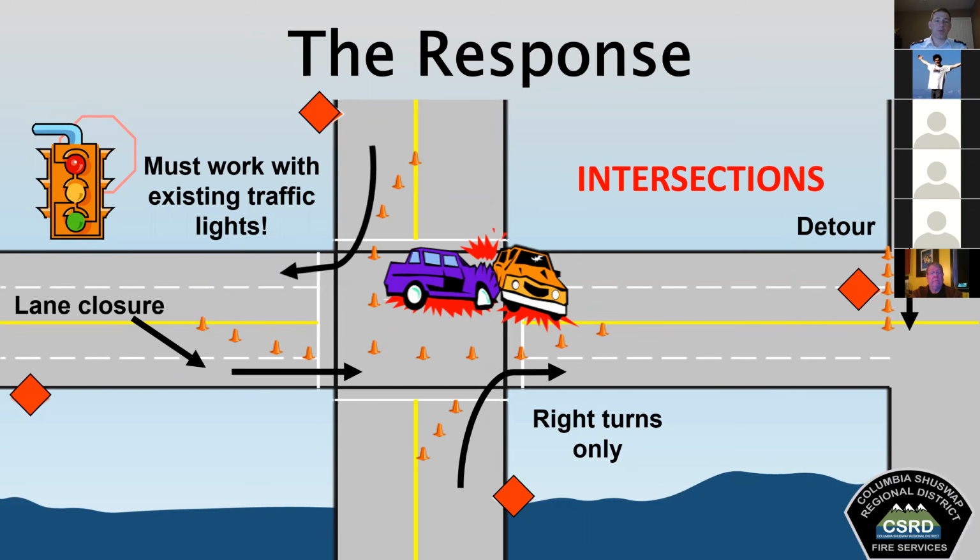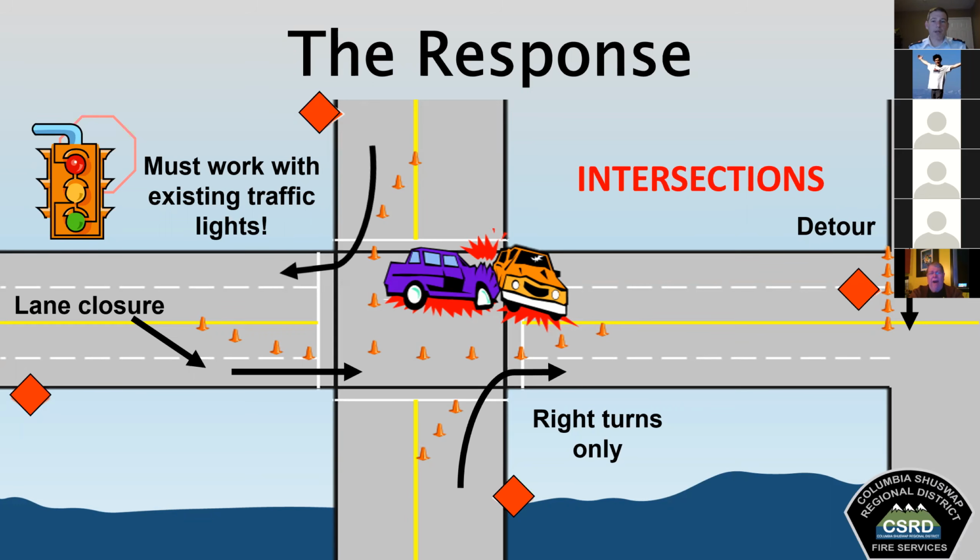So we set in place things like only right turns are allowed. You can see here that a left turn coming through this intersection would put them right in the middle of a zone. All right, so in this case, we're going to tell them you have to go right, and we're going to detour them around the zone so that they can get around safely.